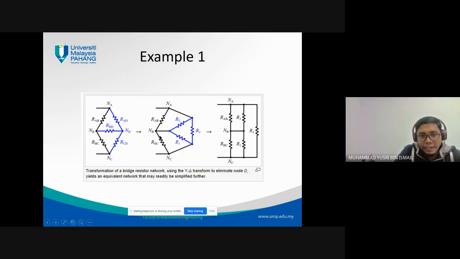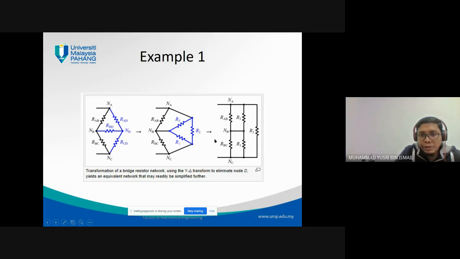This is the example. This is from Y to delta connection. If you can see here, this is a connection of a Y. Maybe it does not look like Y, but if you bring this node NA and ND somewhere here, then it will look like a Y. In this case, we need to do the Y to delta transformation.